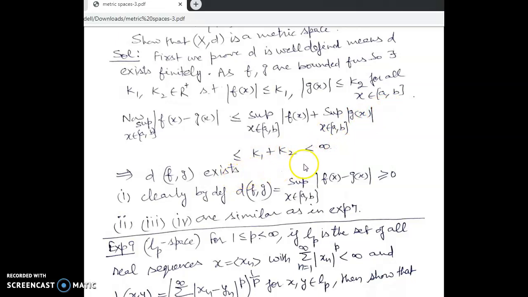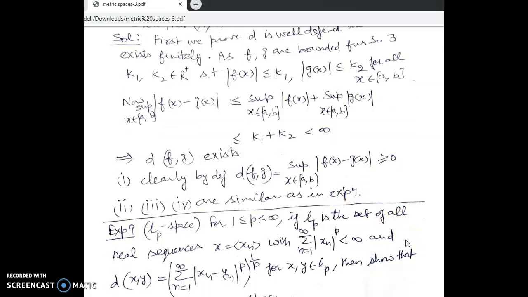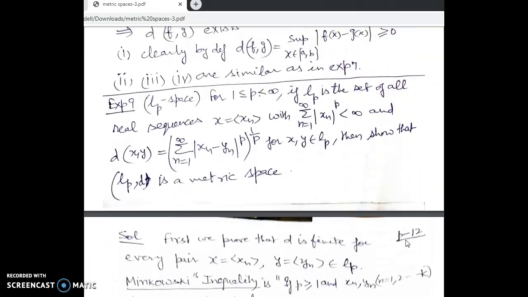Therefore d of f, g exists, and clearly it is non-negative because this is the modulus function, and the modulus function is non-negative, so its supremum is also non-negative. All other properties are similar to example 7. Now we discuss example 9.